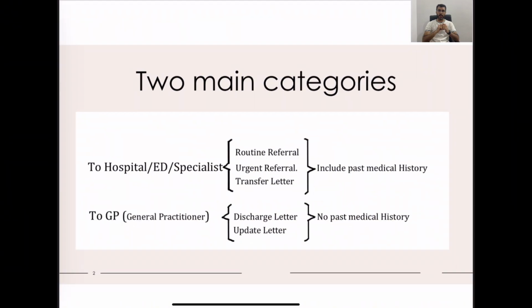Today we will talk about different types of OT letters. You can see here they are broadly categorized into two types. First one is when the letter is being sent to a hospital, to an emergency department, to a specialist. The types of letter sent to a hospital, emergency department, or specialist are routine referral, urgent referral, and transfer.